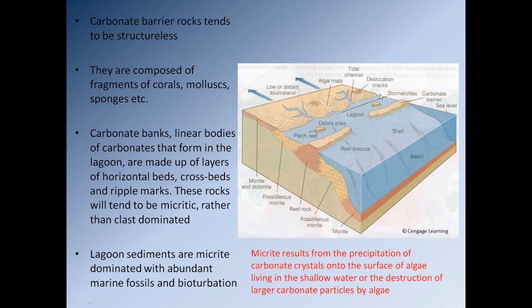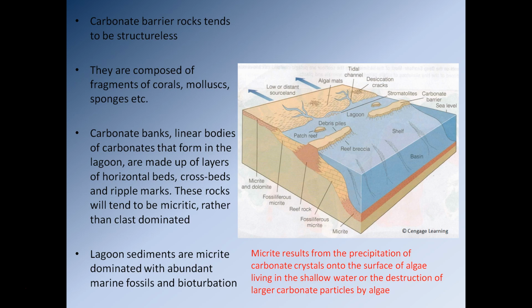Within the lagoon, we often get things called carbonate banks, and those are linear bodies of carbonate that form within the lagoon, and they are made up of horizontal beds. We can often find in the lagoon, we can also get cross beds and ripple marks.